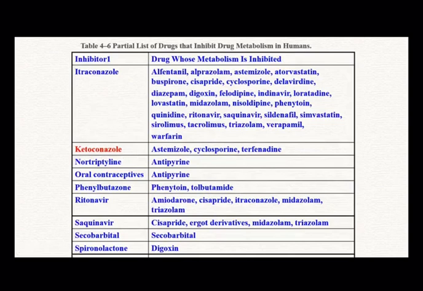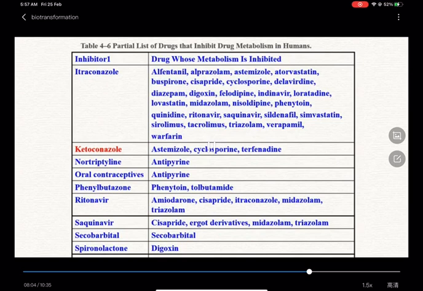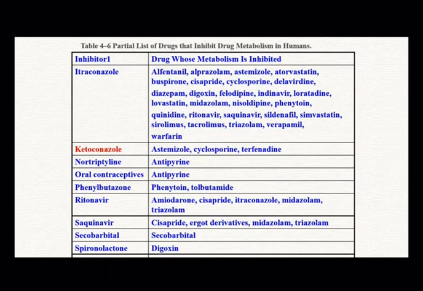When a drug is used together with an enzyme inducer or inhibitor, we should pay attention to drug interaction. At least you should keep in mind one enzyme inducer and one inhibitor.